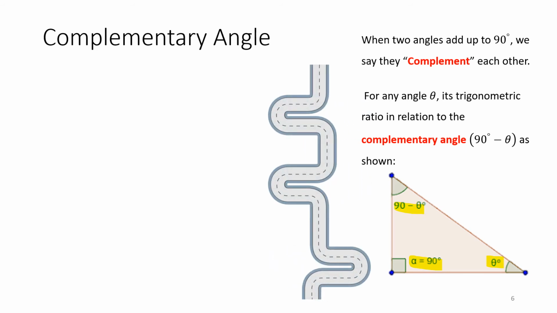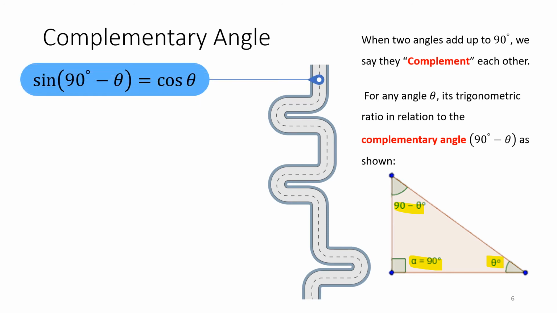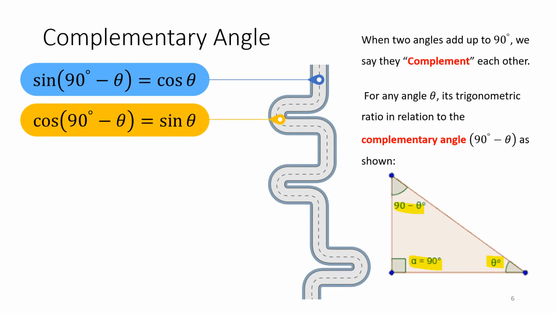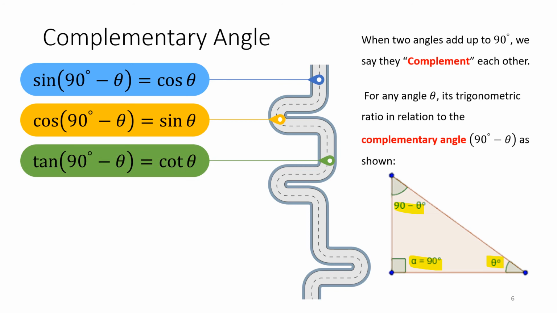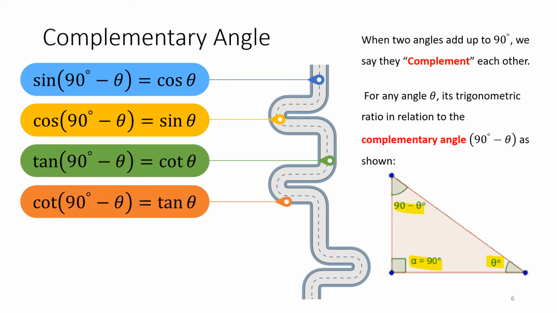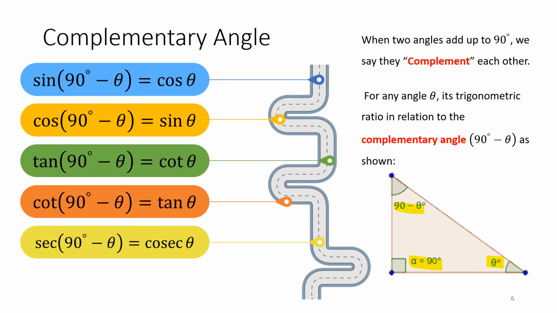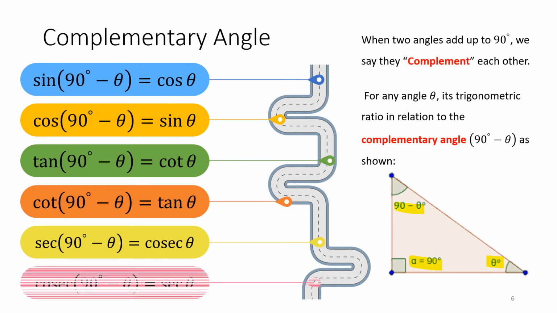So the trigonometric ratios for complementary angles are: sine of 90 degrees minus theta is equal to cos theta, cos 90 degrees minus theta is equal to sine theta, tangent 90 degrees minus theta is equal to cot theta, cot 90 degrees minus theta is equal to tangent theta, secant 90 degrees minus theta is cosecant theta, and cosecant of 90 degrees minus theta is equal to secant theta.